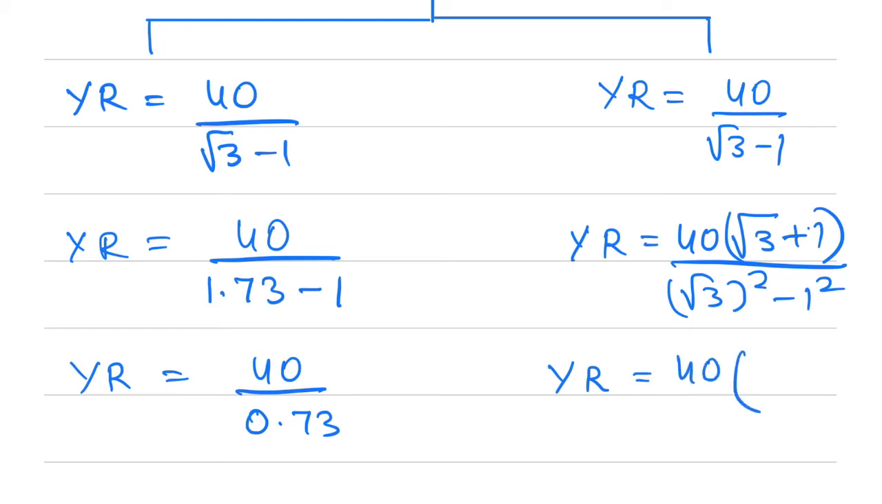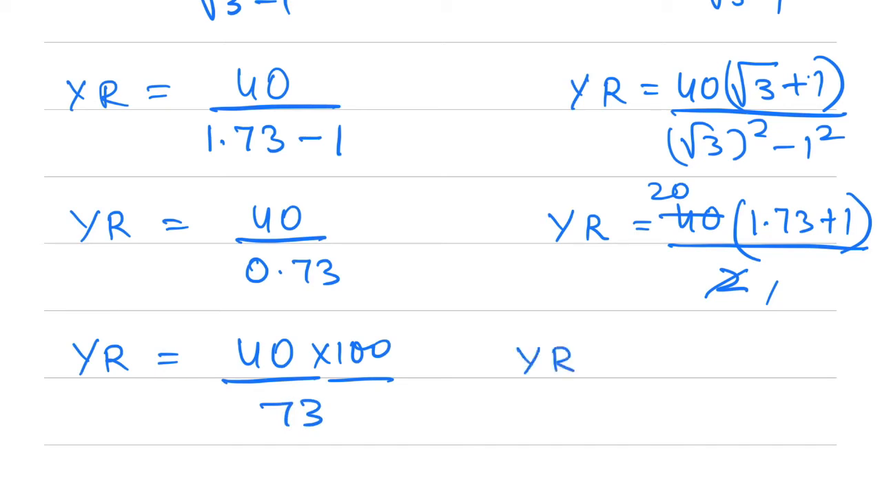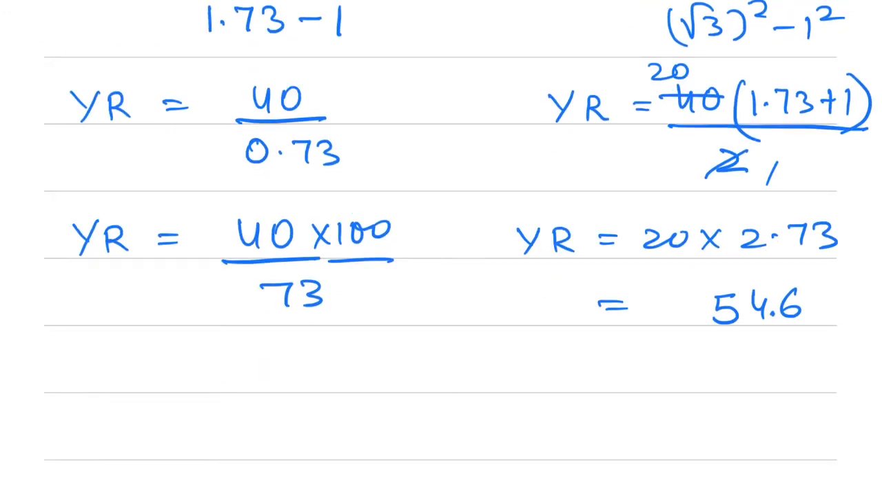And here we have YR is equal to 40, and now here we can substitute 1.73 plus 1 divided by 2. So this becomes 20 here, and here we have to divide. So YR is equal to 40 into 100 by 73, and here YR is equal to 20 into 2.73. So we get 54.6 meters.